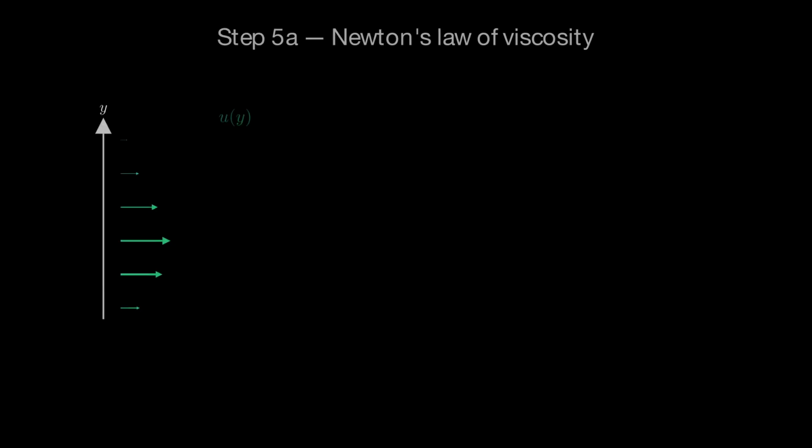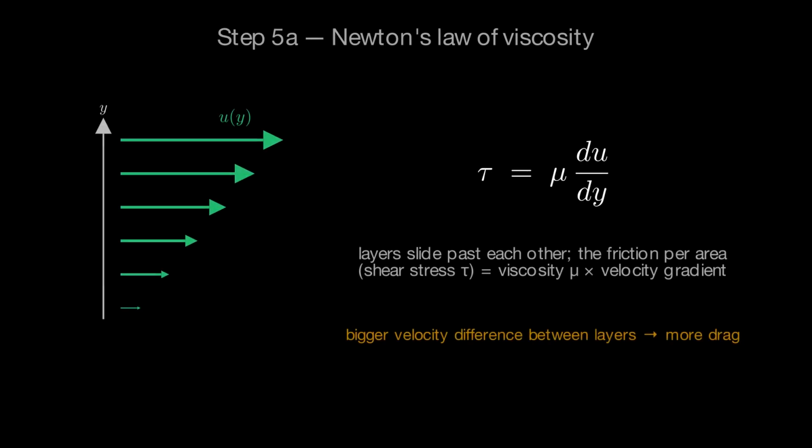The second force is friction, viscosity, picture layers of fluid sliding past each other. The faster a layer slides relative to its neighbor, the harder they rub. Newton's law of viscosity makes that precise. The friction per unit area grows in step with how quickly the velocity changes from one layer to the next, and the viscosity, the mu on screen, is simply how strongly the fluid resists that sliding.